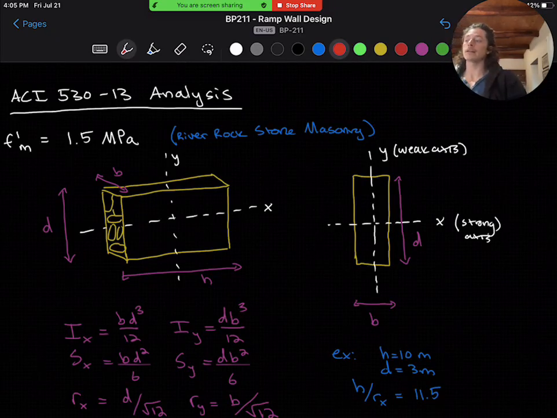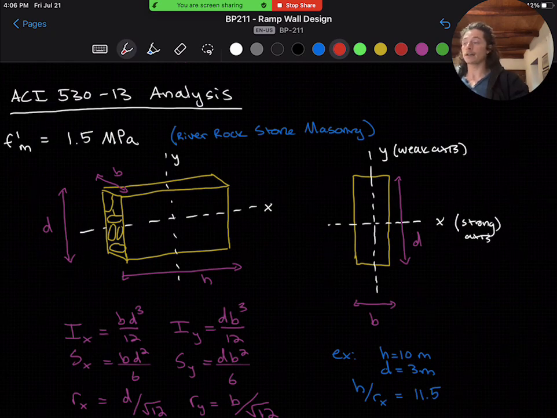Now, we will consult ACI 530-13, the building code requirements and specifications for masonry structures. You may notice that the entirety of these checks depend heavily on the masonry compressive strength, F'm. We will take F'm as 1.5 megapascals. This is based on research for river rock stone masonry in running bond and is adjusted based on hand-mixed mortar in the field. So this research is presented later in the unit if you're interested, and we'll just use this value to define our various stresses and capacities.